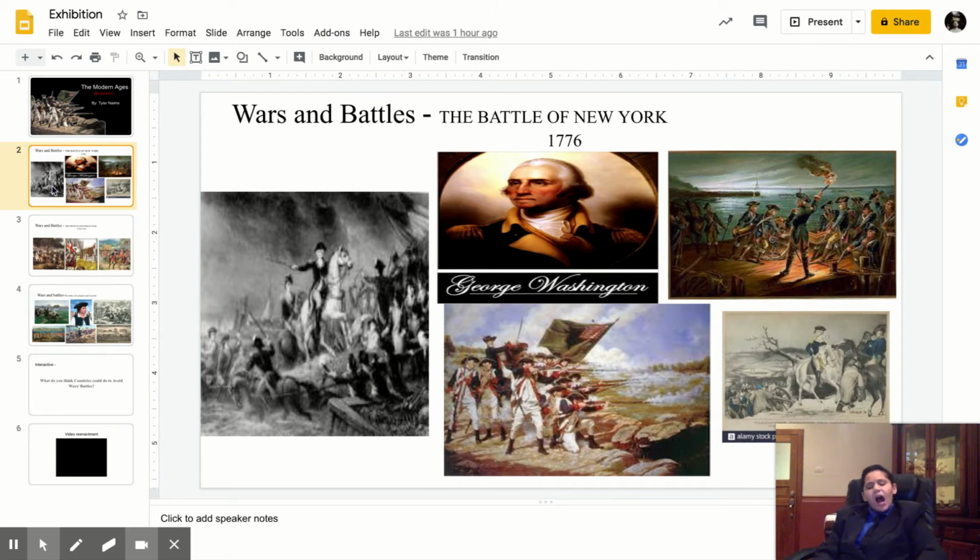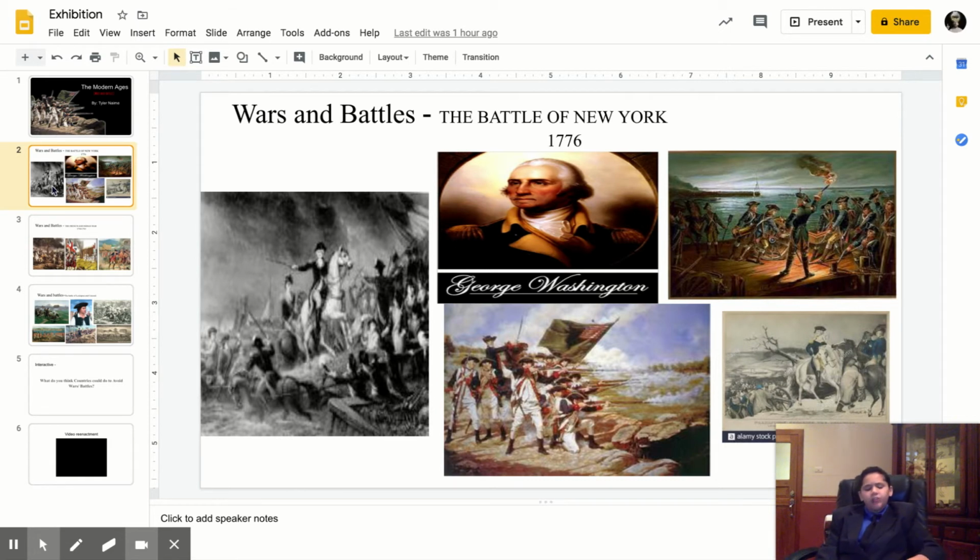The British wanted to take over New York because it was a very important state to America, and it still is to this day because it's one of the main trading centers for America. So if they took over this state, they would have a large territory in America, and they would be able to advance to other states.